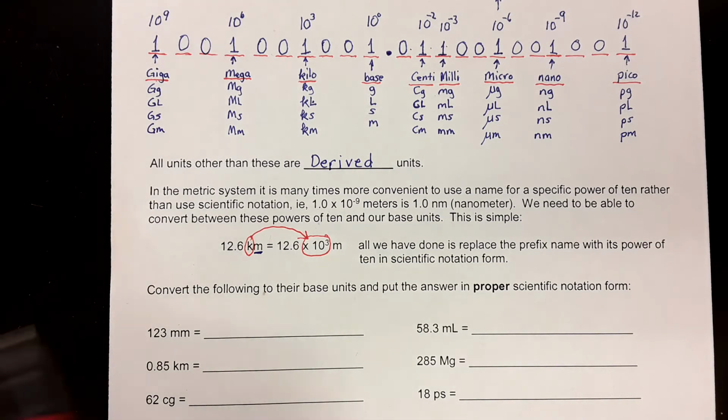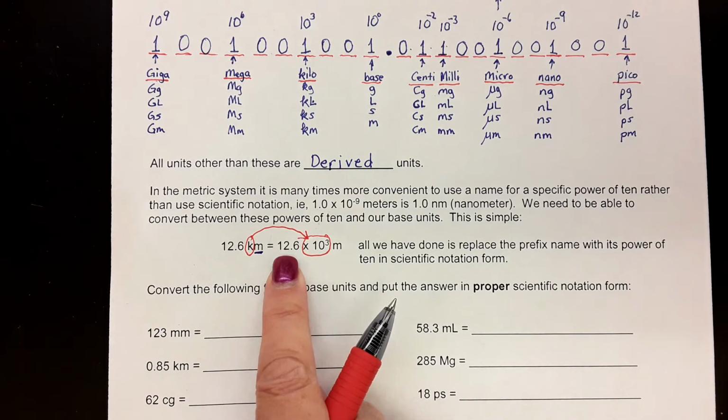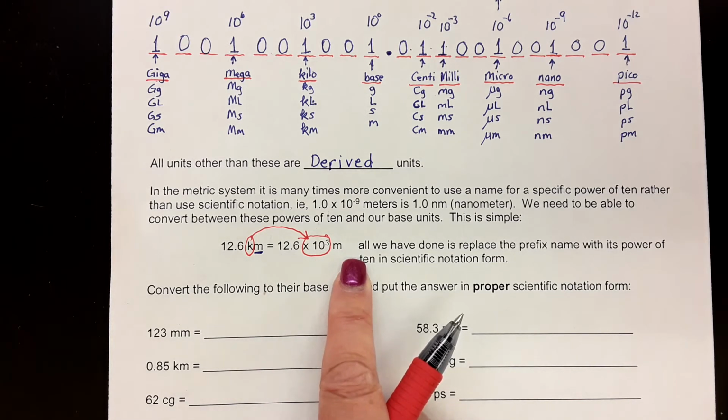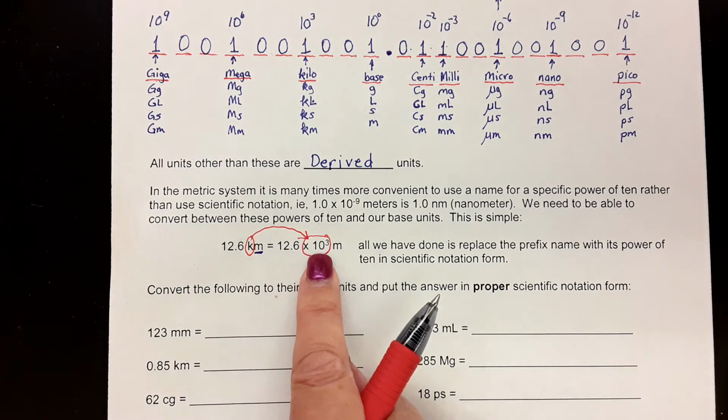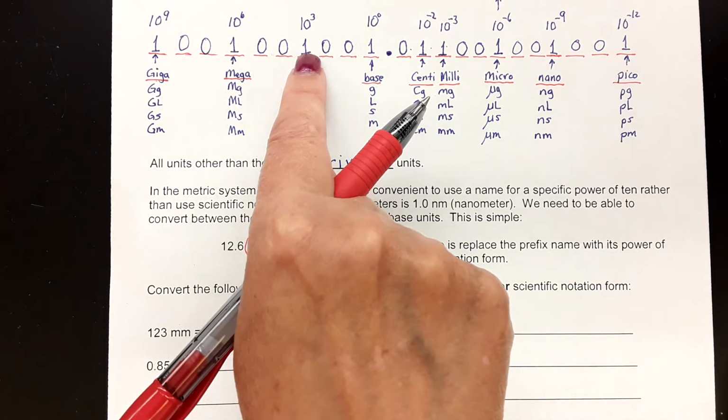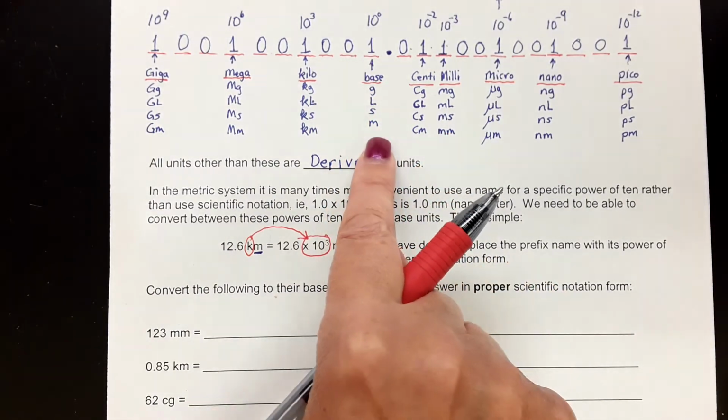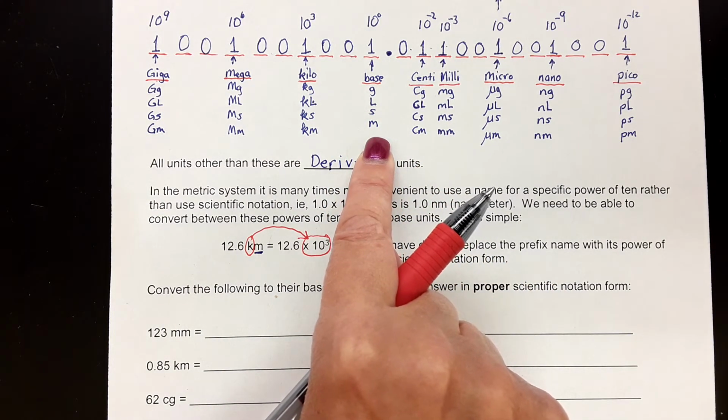It's converted. Now, is it in proper scientific notation? No, but that's neither here nor there at the moment. It is converted. Simply replacing the prefix letter with the appropriate power of 10 converts it from here back to here, the base. All right?